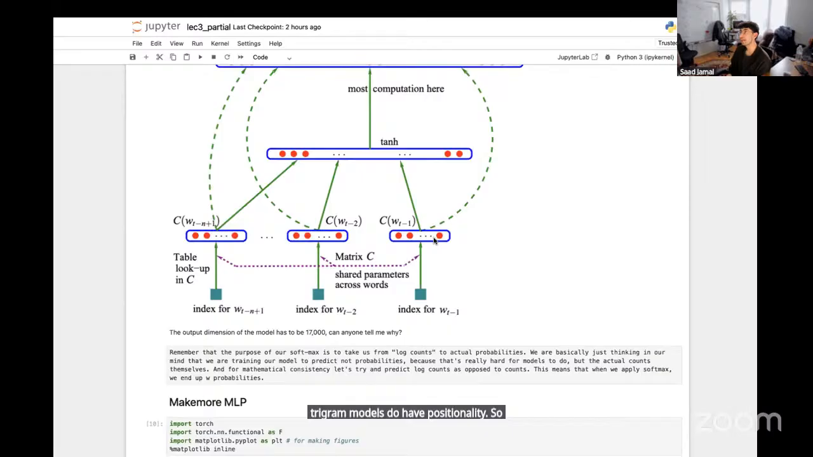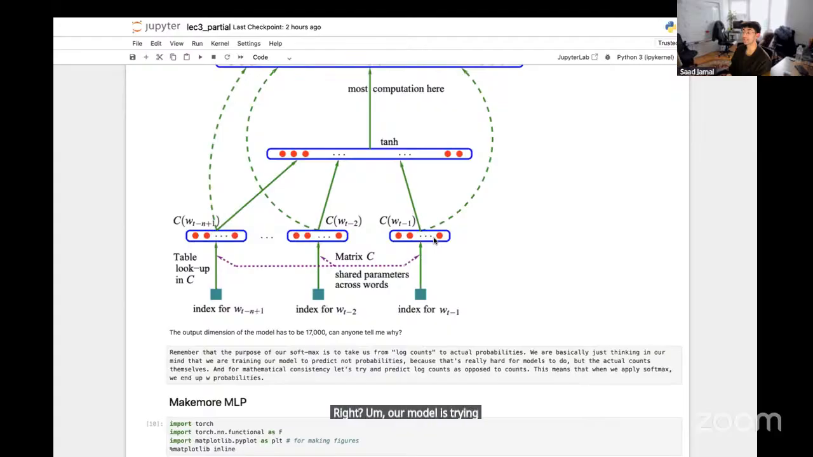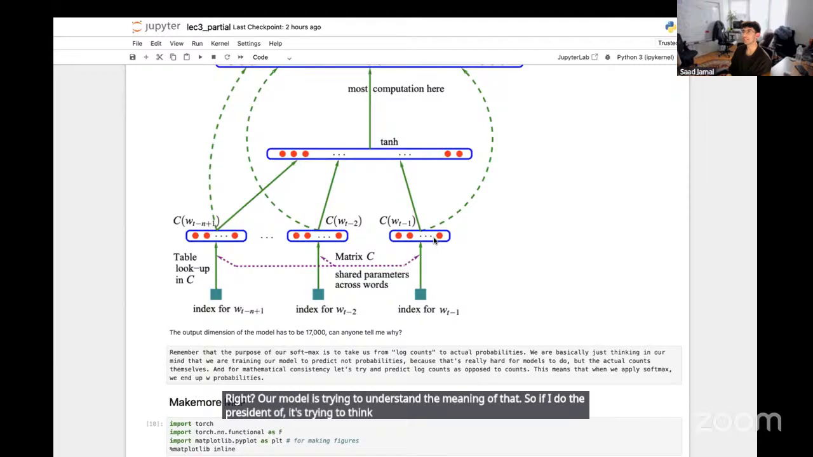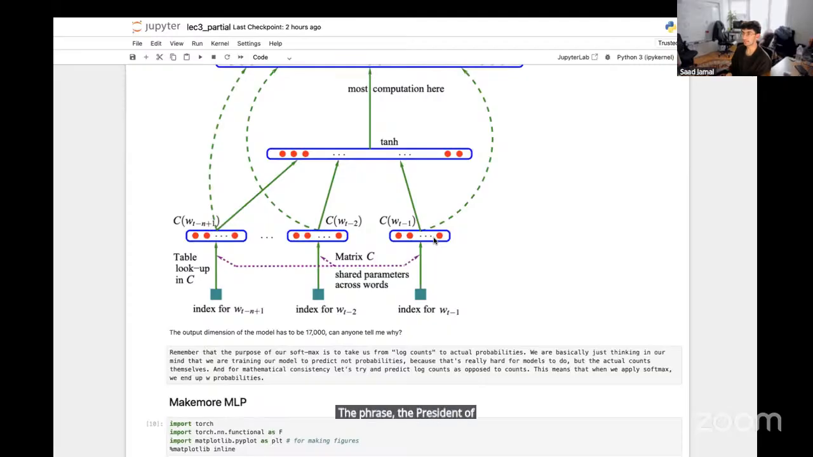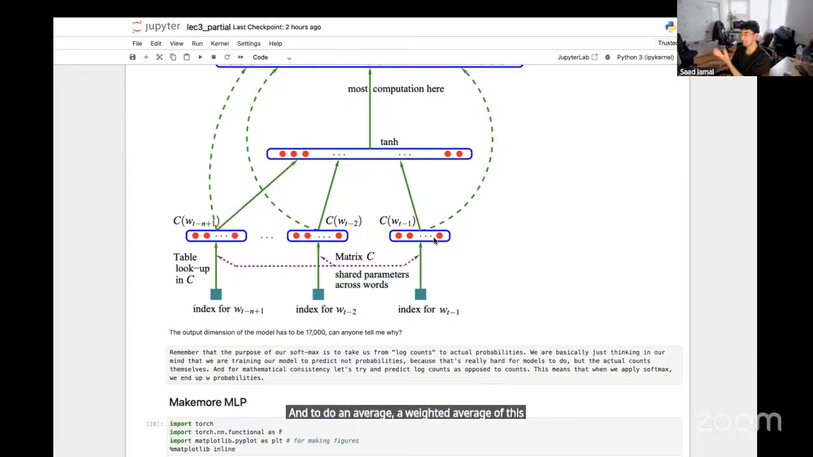So for example, if I do "the president of," our model is trying to understand the meaning of that. It's trying to think, okay, the meaning of president is like a leader of a country, so maybe a country should come next. But we know that on the internet, the phrase "the president of the United States" is very common. It shows up over and over again. So because trigram models count the occurrences of a sequence of words, it's really useful to take our model and do a weighted average of this with a standard trigram model.